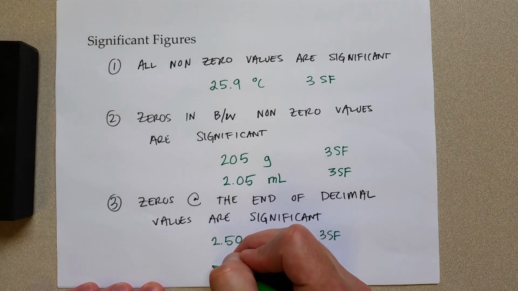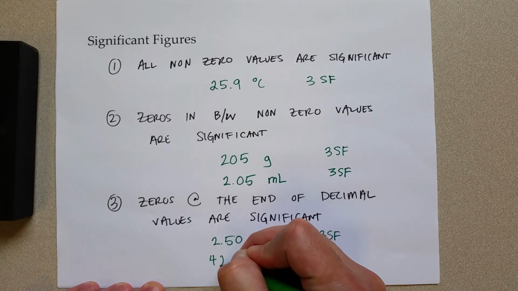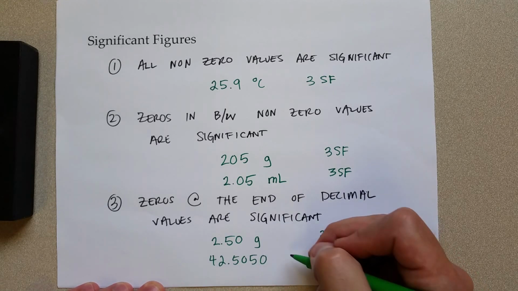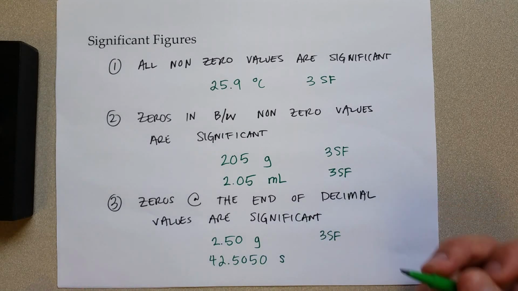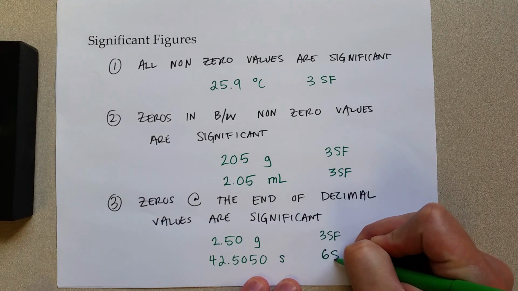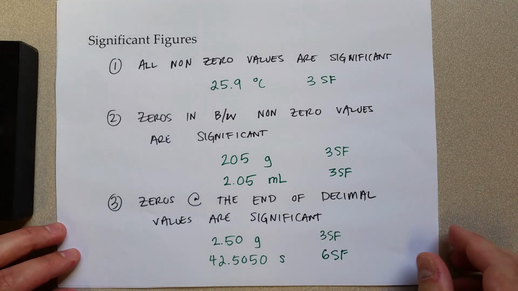If this was 42.5050, when we measured this time in seconds, here we have all four of those non-zero values, 4, 2, 5, 5 are significant, so it's 4 so far. The 0 is significant because it's in between those values, and that 0 is at the end, giving us more accuracy. That is also significant, so we have 1, 2, 3, 4, 5, 6 significant figures for that value.